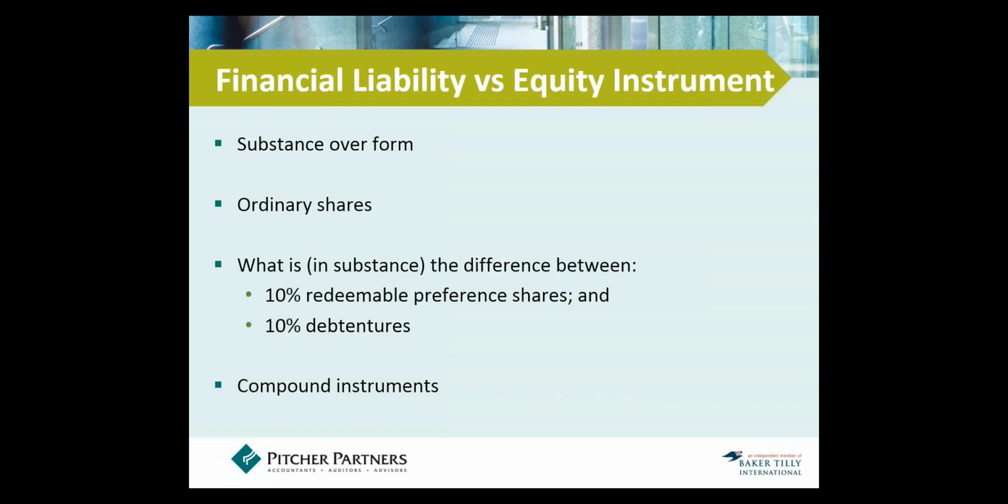The new AASB 132, or I say new after 2005, they say no, we have to look at substance over form. So ordinary shares would meet the definition of equity because it's a residual interest. If you take all the assets less the liabilities, whatever is left would belong to the ordinary shareholders, therefore it's a residual interest in the net assets of the entity. So ordinary shares, substance over form, that would be equity. But they've asked the very important questions.